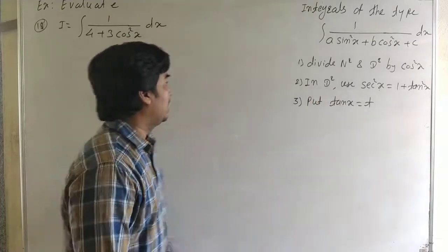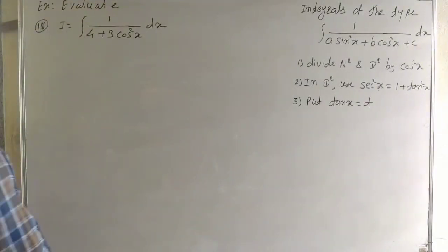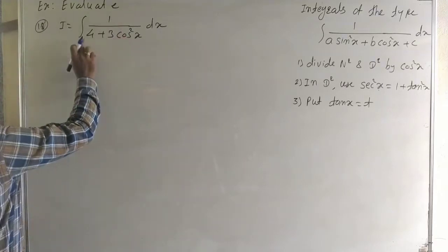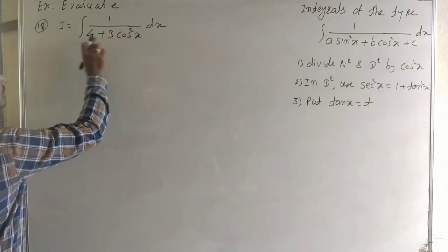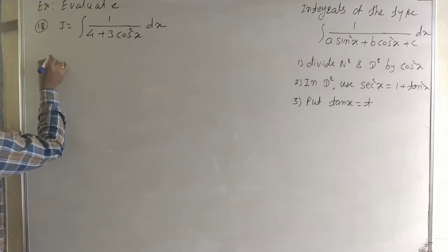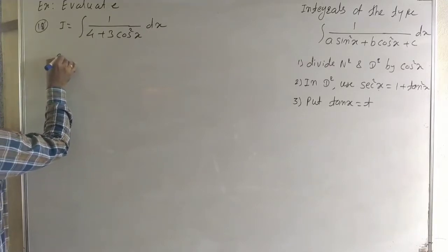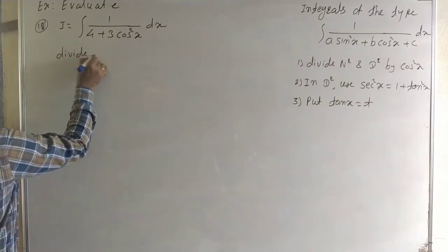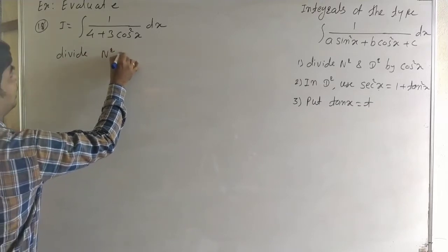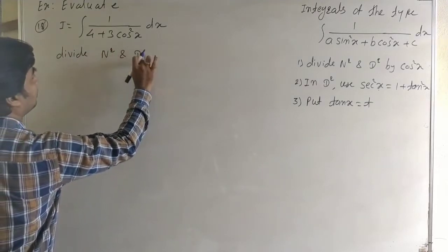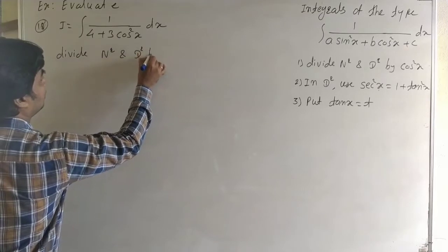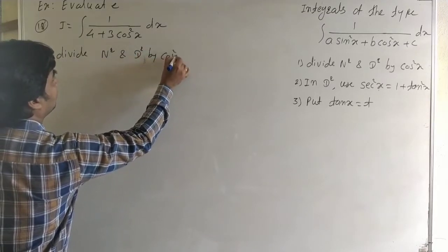Now see this example, 1 upon, here c and b cos square x plus c, a is absent. Here, the first step is to divide numerator and denominator by cos square x.